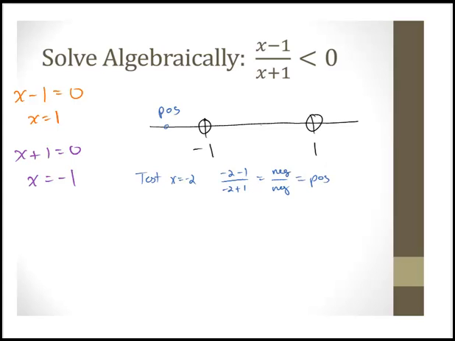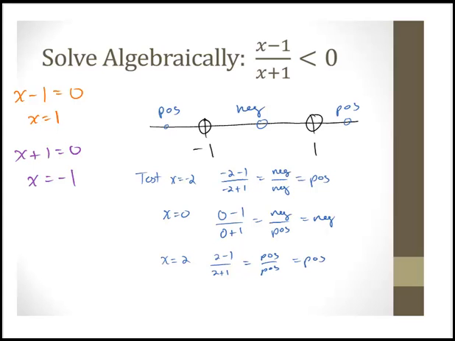Let me test x equals 0. Then I would have 0 minus 1 over 0 plus 1. That's a negative over a positive, which is negative. And I'll test x equals 2 in the third interval. Then that would give me 2 minus 1 over 2 plus 1, which is a positive over a positive, which is positive.